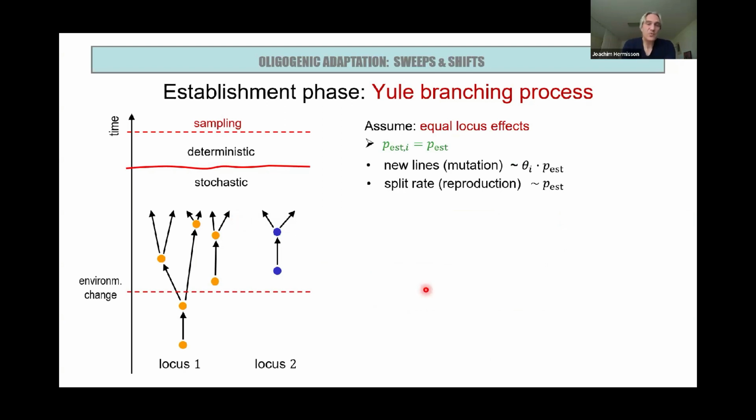And we will do this step by step because we need to do this step by step. At first, I will assume that we simplify our model considerably and assume that all loci have equal effects. This is indeed an assumption that makes our theory a lot easier, and so I start here. So what does this mean? If all loci have an equal effect, right?